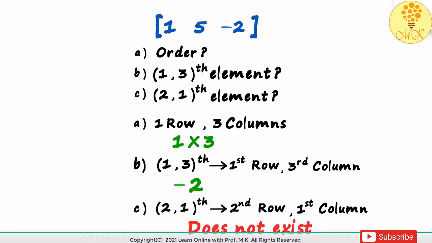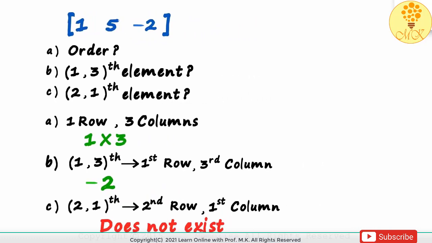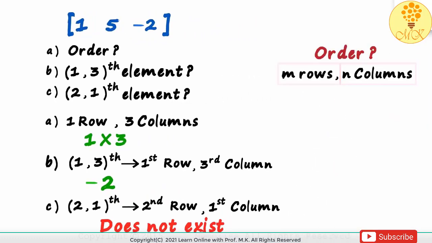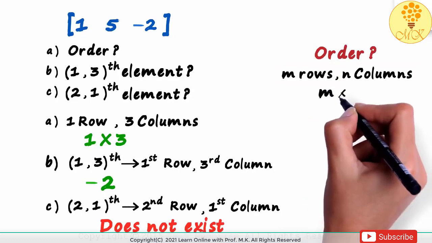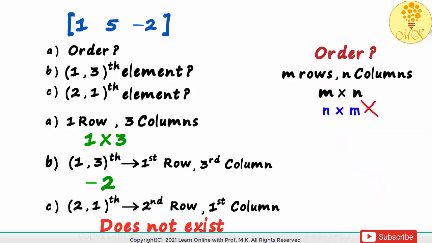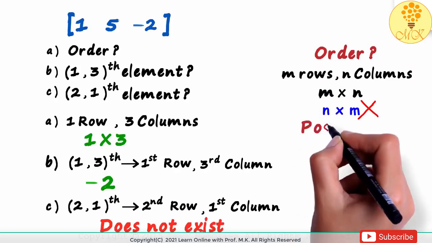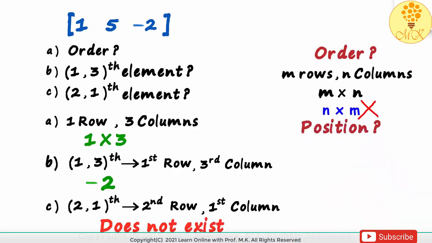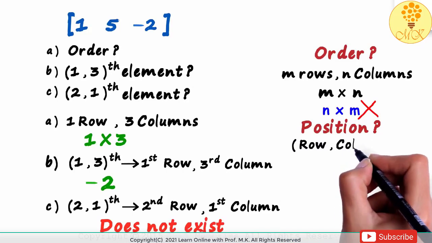Let's quickly review what we learned. What is the order of a matrix? If it has m rows and n columns, the order will be m by n and not the other way around. And how is the position of an element of a matrix defined? The row number first and then the column number.